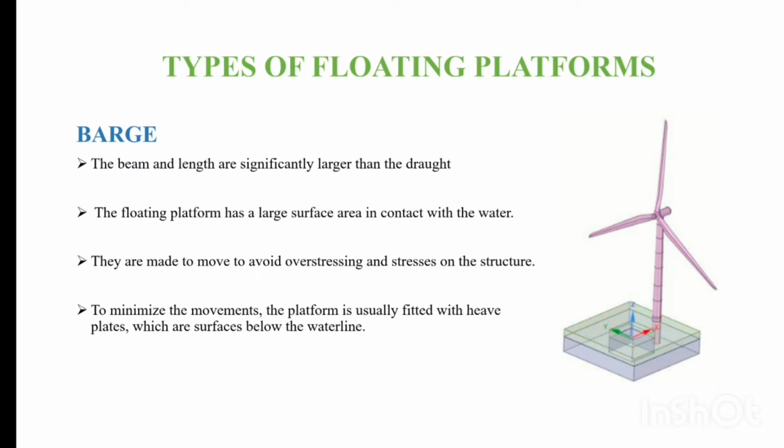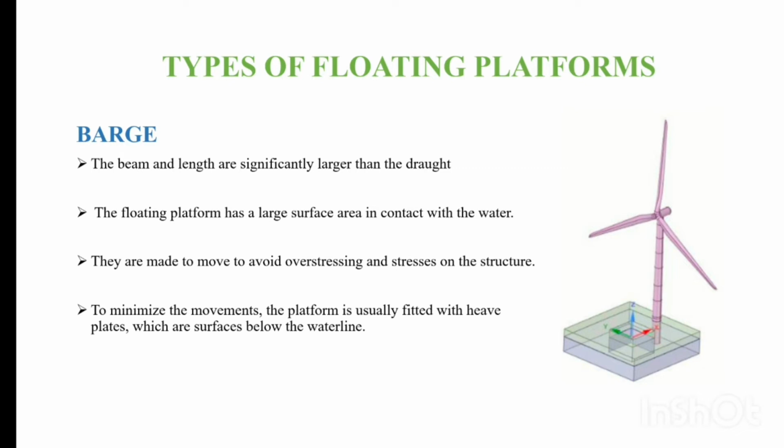First one, barge. The concept is similar to that of a ship in terms of dimensions. In other words, the beam and length are significantly larger than the draught. The floating platform has a large surface area in contact with the water, which is precisely what gives it stability.